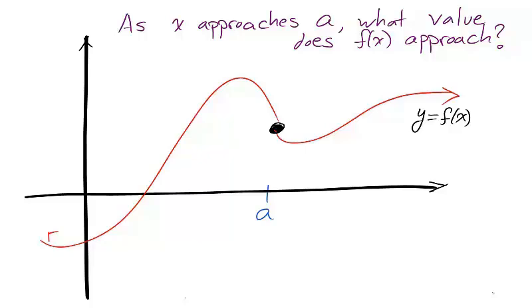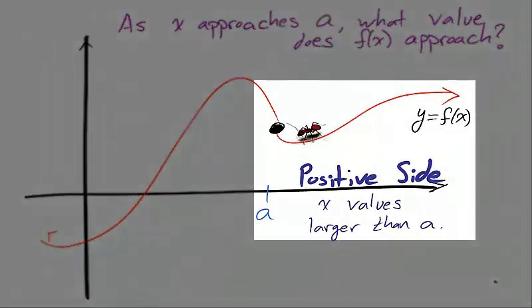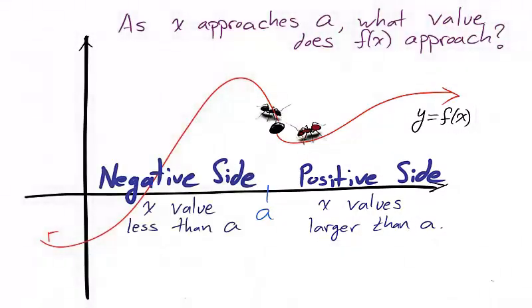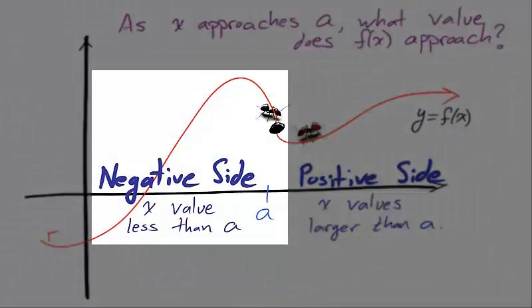A way to visualize the limit as x approaches a is to imagine ants crawling along the graph of the function towards x equals a. There are only two directions that an ant can crawl from. The positive side, the right side, the points on the curve where the x value is greater than a. And the negative side, the left side, the points on the curve where the x value is less than a.